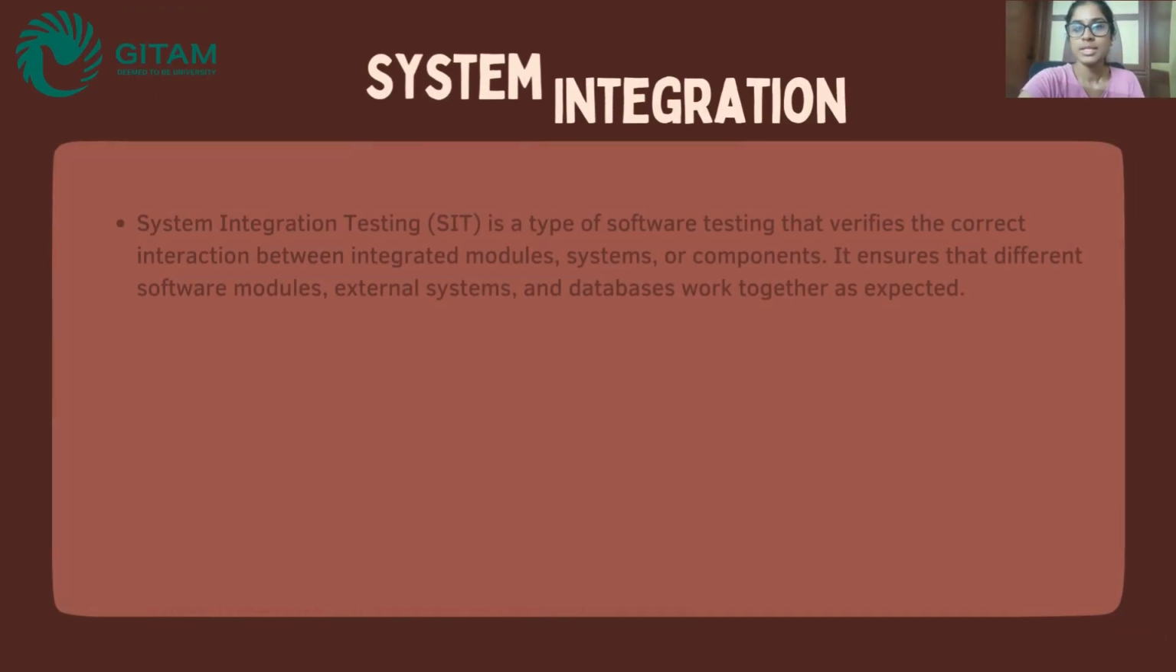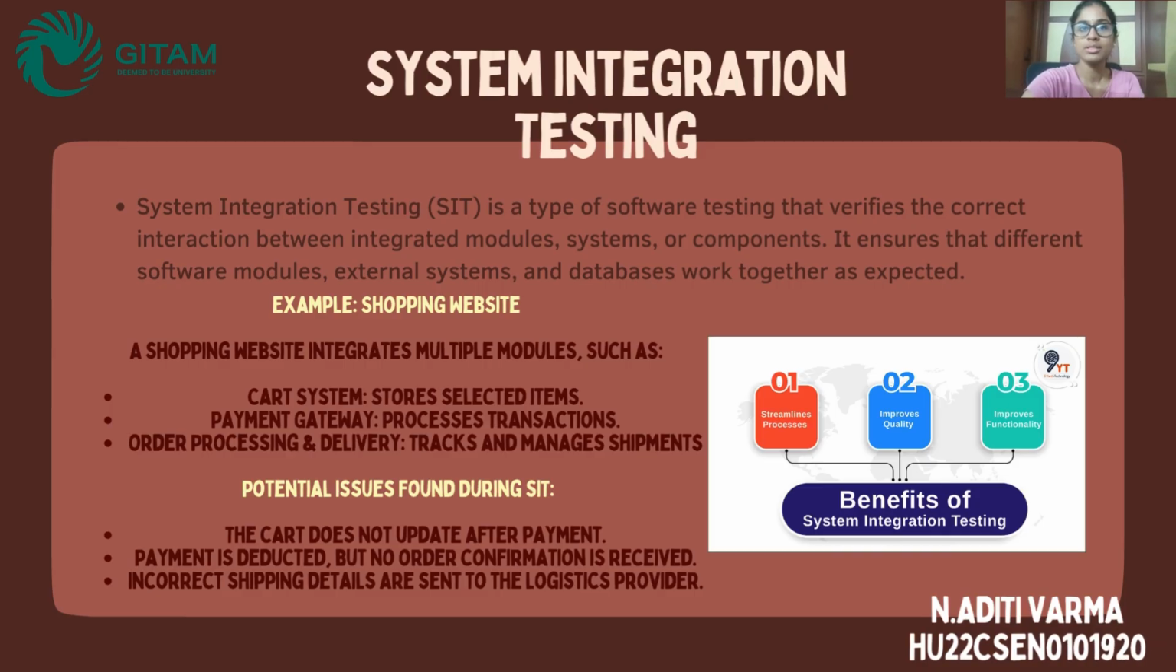System integration testing. System integration testing ensures that different software modules, APIs, and external systems work together correctly. For example, a shopping website integrates multiple systems. The cart system stores selected items. The payment gateway processes transactions. The order management system tracks deliveries. Without proper integration testing, the cart might not update after the payment, or payments could be deducted without confirming the order.